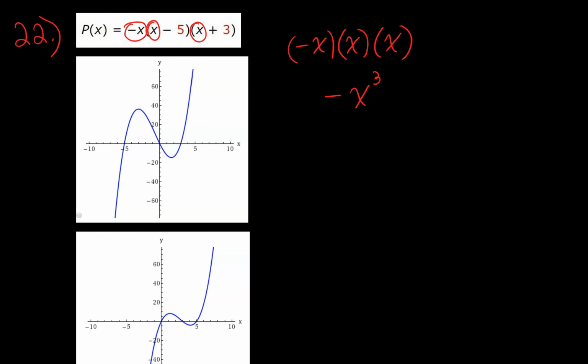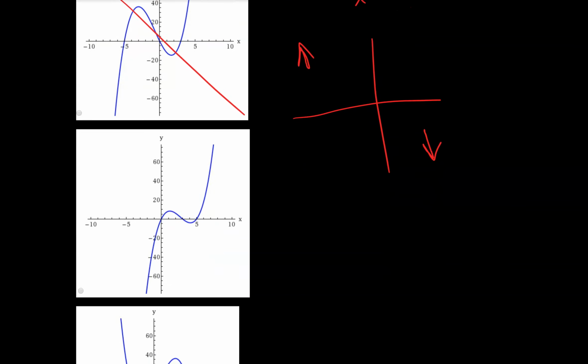Okay, so this has an odd degree and a negative leading coefficient, so like the last one, this one's going to go up to the left, down to the right. Okay, so just from that we can eliminate choice number 1, choice number 2. They have the wrong end behavior. The last two, the end behavior matches, so what we need to do is figure out where our x-intercepts are supposed to be.